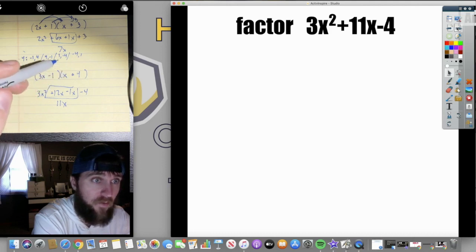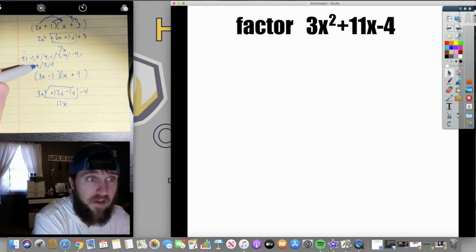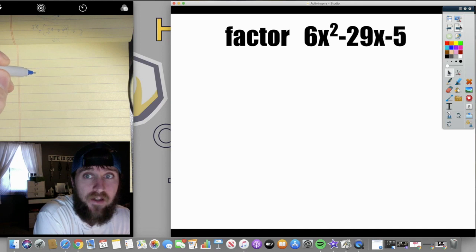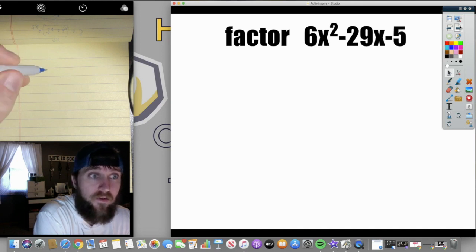You might need to put the 4 in the other spot. Sometimes the a value will have more than one option as well, so then you have to play around with that. Now we have a 6 in the a spot. So that could be 6 and 1, 2 and 3. I could start there, totally okay. But remember, it's educated guess and check.